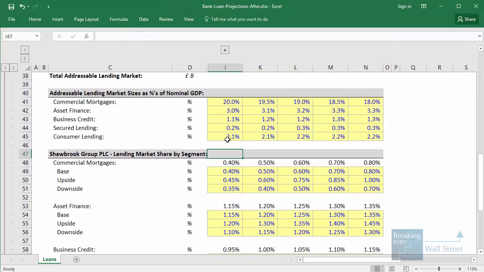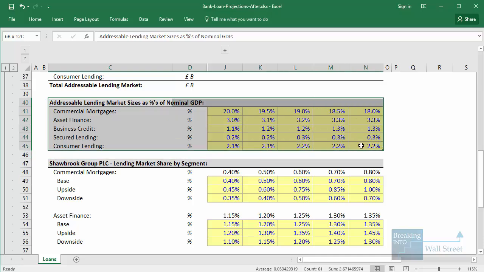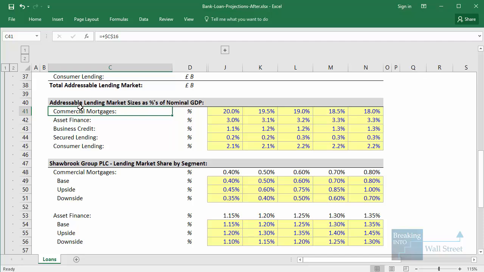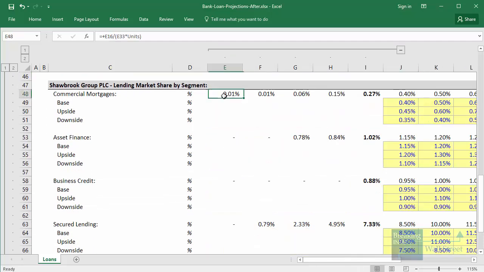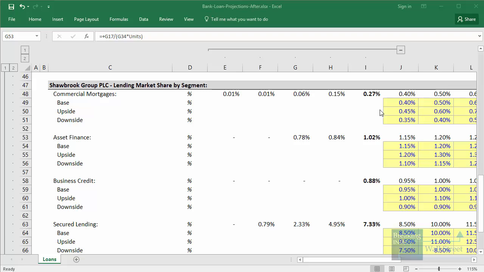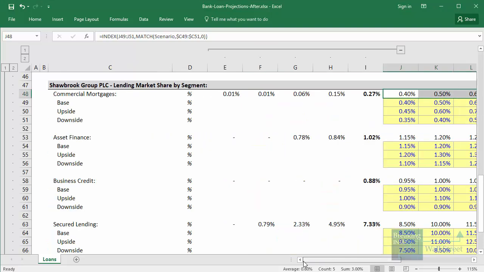So here, for example, we can look at both the addressable lending market sizes as percentages of nominal GDP and then the market share. I didn't really cover this one, but this is another step in the process. For the lending market share, we can see that across the board, they're clearly gaining share in commercial mortgages going from 0.01% to 0.27%. And we sort of just extend that trend and take it from 0.4% to 0.8% over 5 years. And then for the others, we do something similar.